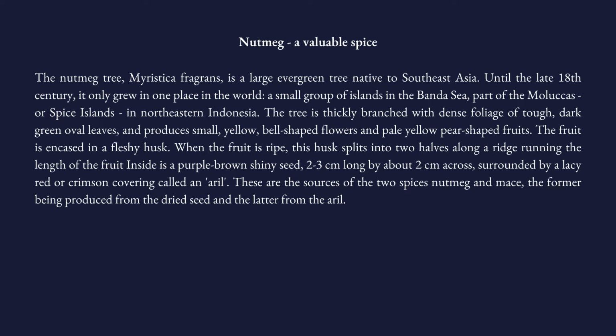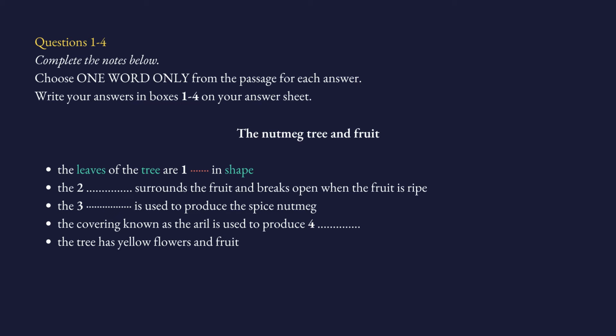Look, so the answer to question number 1 is actually in paragraph number 1. So here we have leaves, our keyword. We have tree, again, keyword. Another hint is here, foliage. Foliage means a group of leaves. So we found the 3 keywords in this sentence. Let's read and see what it gives us. The tree is thickly branched with dense foliage of tough, dark green, oval leaves. And here we have it. We have the shape, oval. So the shape is oval. We go back to the question. So here we should write oval.